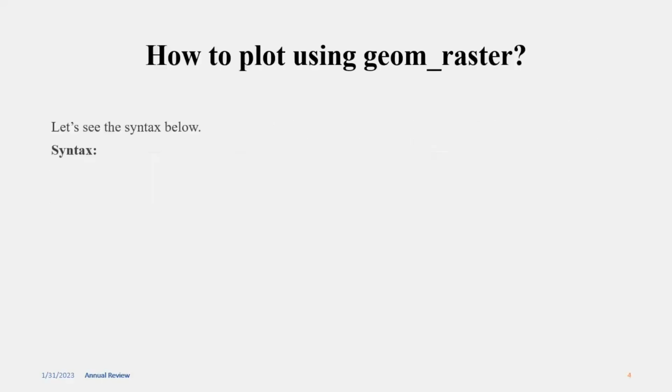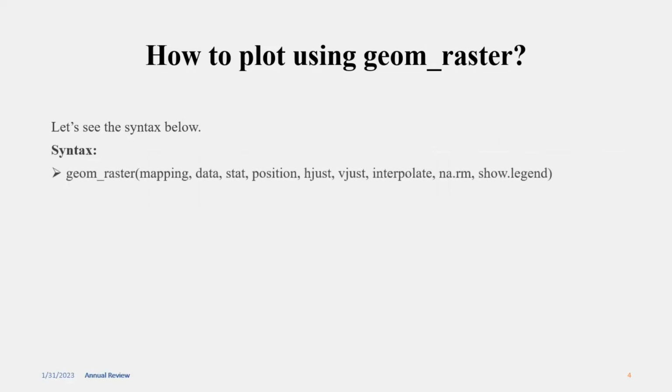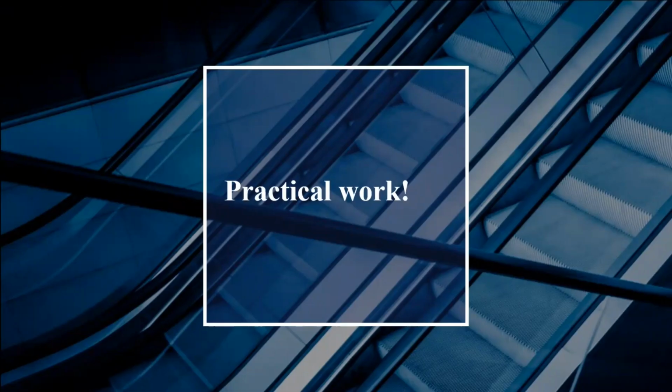So how to plot using geom_raster? Let's see the syntax below. You just have to use the geom_raster keyword and pass the parameters such as mapping, data, stat, position, and so on. There are other ways to plot a kind of geom_raster as well, which are geom_tile and geom_contour. So let's make them in RStudio by doing some practical work.